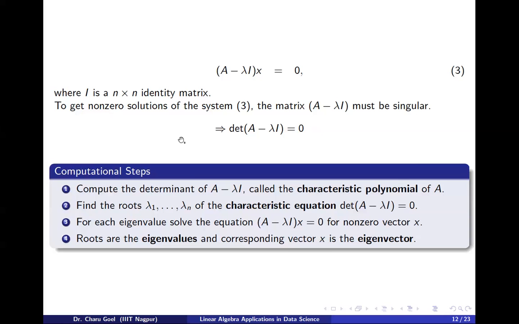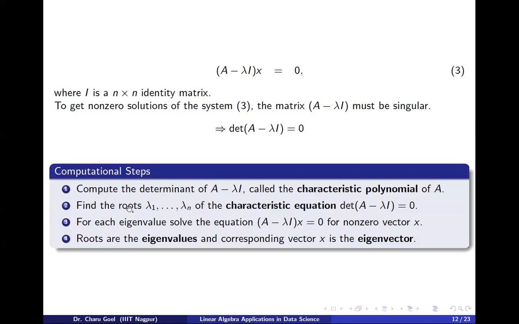So the computational step: we compute this determinant, which is called the characteristic polynomial of A. A is known, it is the coefficient matrix with entries Aij, and I we know because it has only values 1 and 0. So what is the unknown in this equation? Lambda. The degree of this polynomial, det of A minus lambda I, will be equal to the order of the matrix A. If A was a 2 cross 2 matrix, this will give us a quadratic equation: some coefficient times lambda square plus some coefficient times lambda plus some coefficient equal to 0. If A was a 3 cross 3 matrix, this will give us a cubic equation in lambda, and so on.